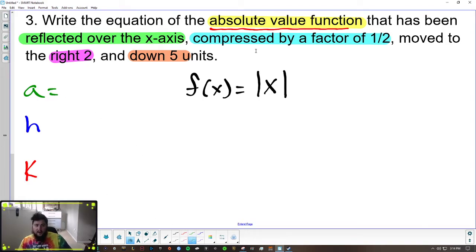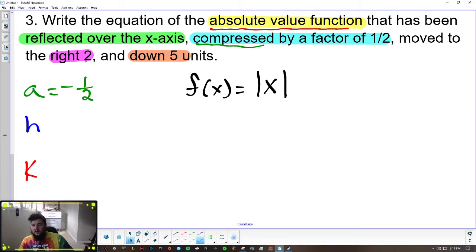So let's start with a. I know that the graph is being compressed by a factor of 1/2 and reflected. So that sounds like it's got to be my a value. So not only is my a value going to be 1/2 because it's being compressed, I also know it's being reflected, which means it has to be a negative 1/2. So that's going to be the a value that I put in front of my function.